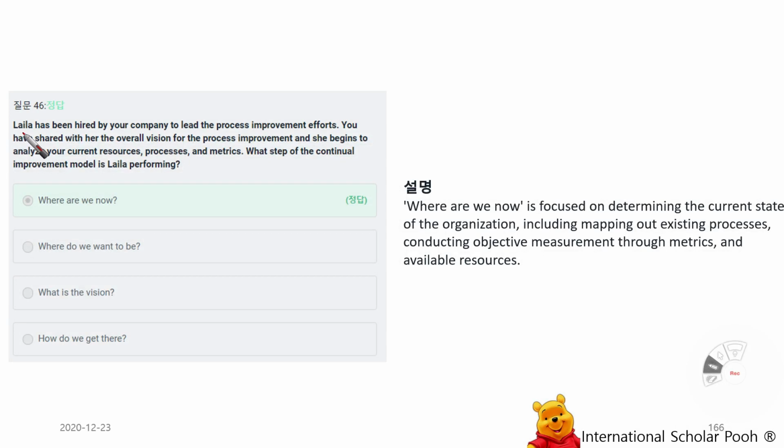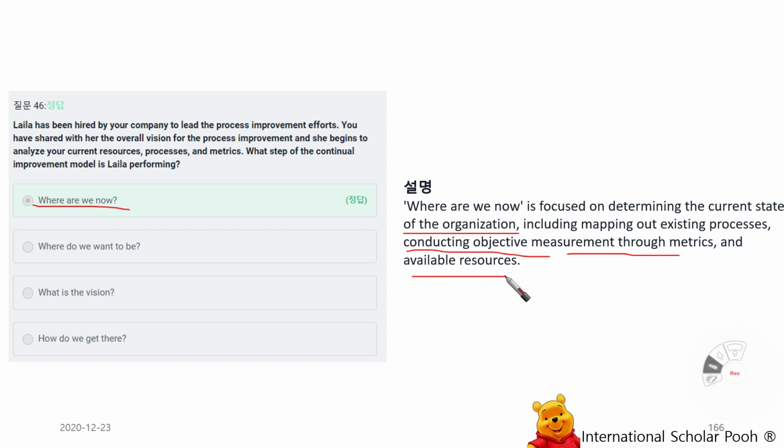Lara has been hired by your company to lead the process improvement effort. You have shared with her your overall vision for the process improvement, and she began to analyze your current resources, processes, and metrics. What step of the continual improvement model is Lara performing? Where are we now? We focus on determining the current state of the organization, including mapping out existing processes, conducting objective measurement through metrics, and available resources.